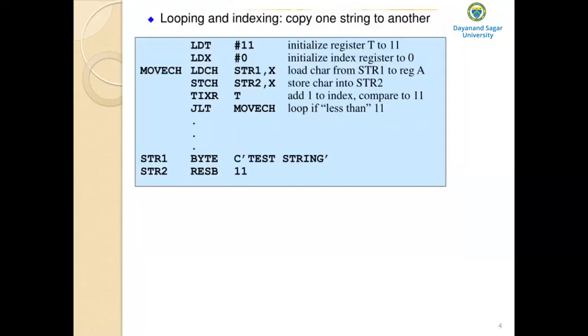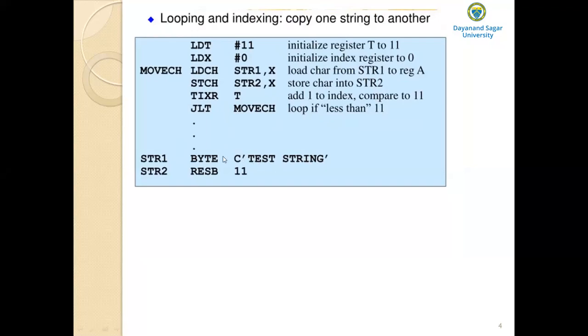Next, another SIC/XE example: simple looping and indexing operations. We will write a program that copies one string to another string, the same program as we did for the standard version of SIC. That is copying an 11-byte character constant into another. What is that constant? The value is "test string".